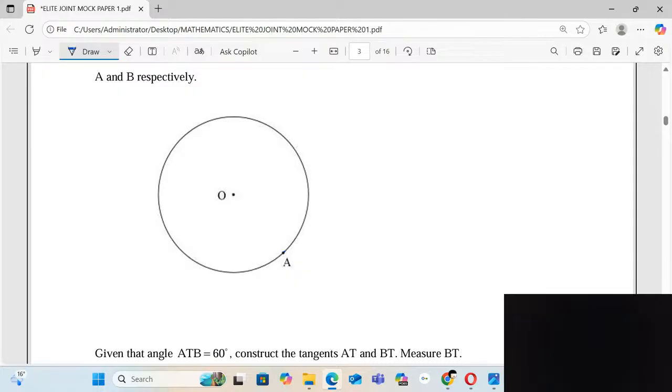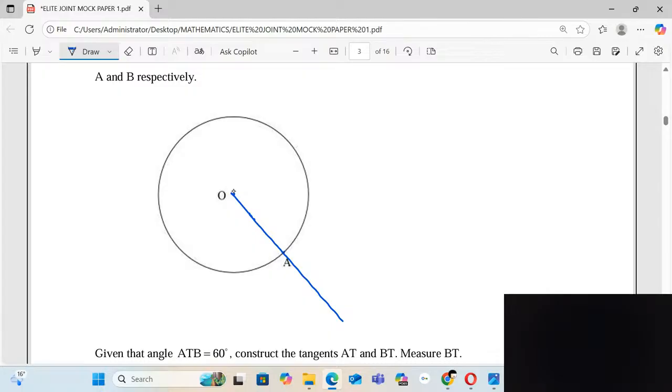So you can join O to A, and then you can extend it. So that is O, A. Then you have to look for point B, but point B is somewhere around the circle, and angle ATB is 60 degrees, they're saying.